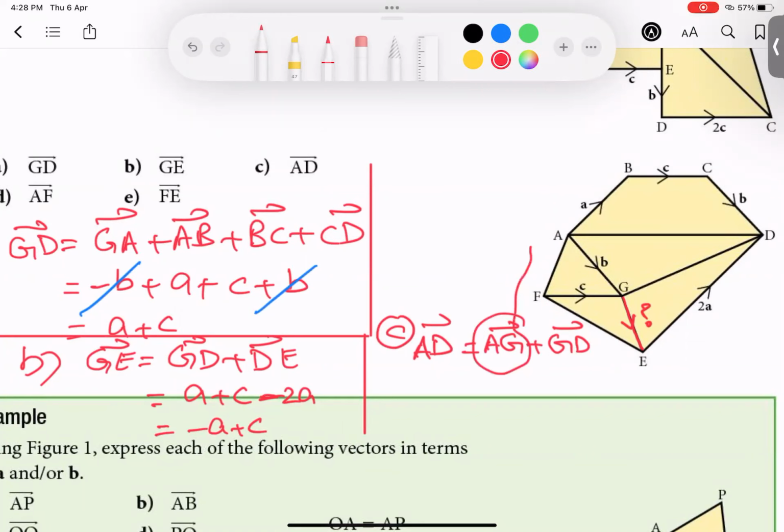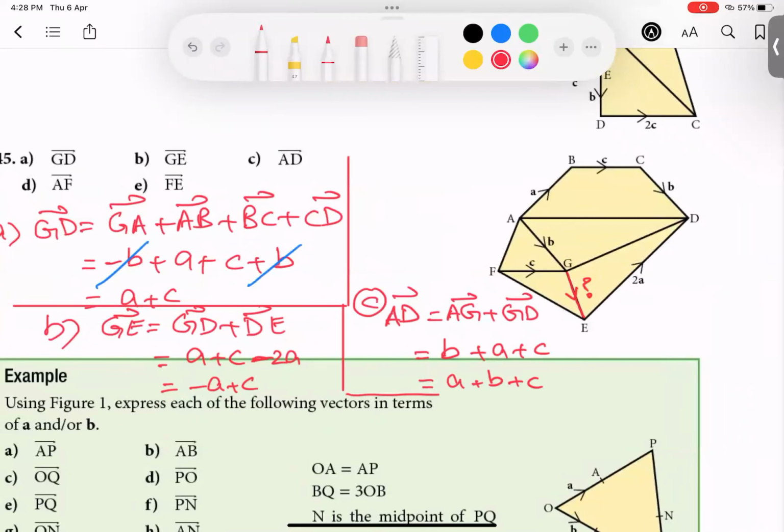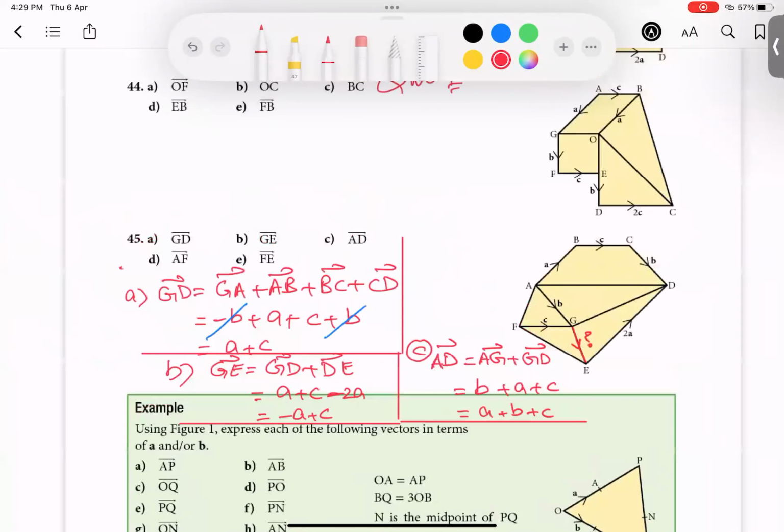A to G is given, A to G is B. So I'm writing here B. But G to D, I just got it, that's A plus C. I replace the value A plus C here. Now, can we add or subtract them? Not at all. I'm writing just in order. Order writing is not compulsory. You can leave it, full marks. And I believe you understand what is going on. Alhamdulillah Rabbil Alameen. Up till here, three parts clear.